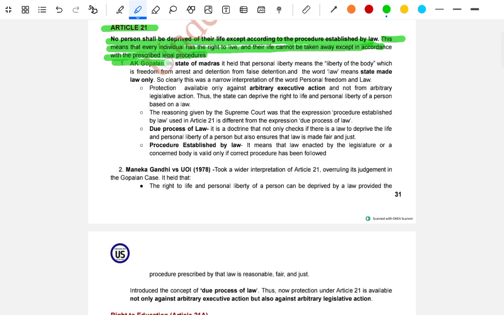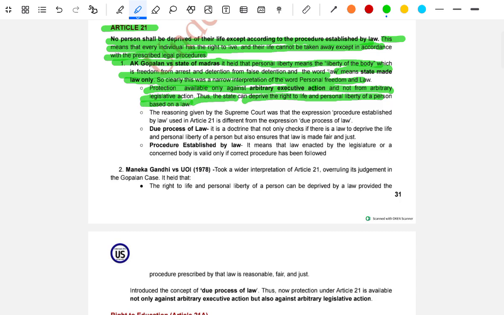First, A.K. Gopalan versus State of Madras held that personal liberty means liberty of the body, which is freedom from arrest and detention, from false detention, and the word law means state-made law only. Clearly this was a narrow interpretation of the words personal liberty and law. The protection was available only against arbitrary executive action and not against arbitrary legislative action. Thus, the state can deprive the right to life and personal liberty of a person based on a law.